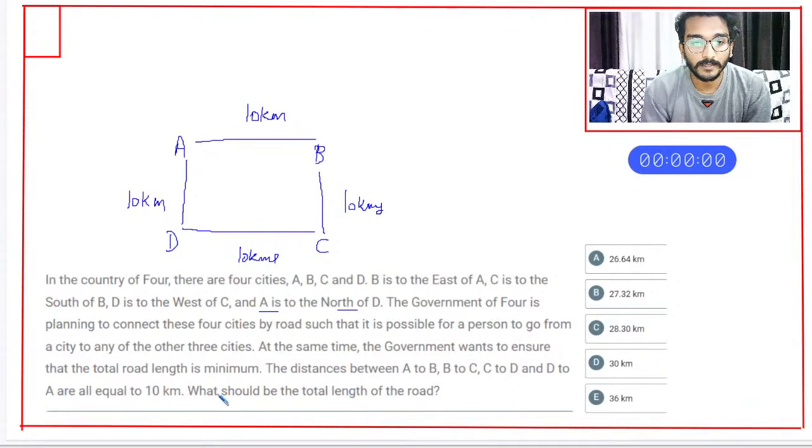The distances between them are given and we have to minimize this road length. So, please answer this question. If you're watching this recorded video, comment. Okay, pause this video and solve this question.